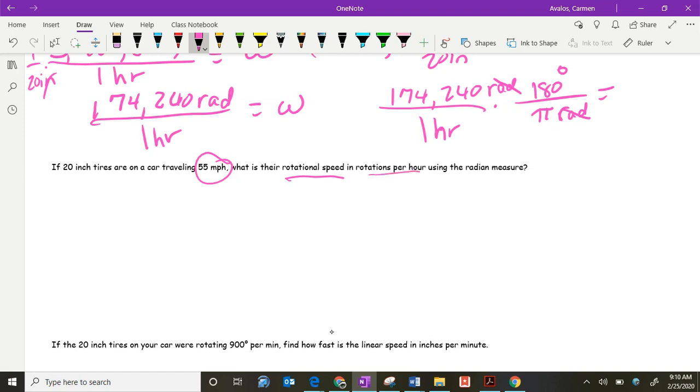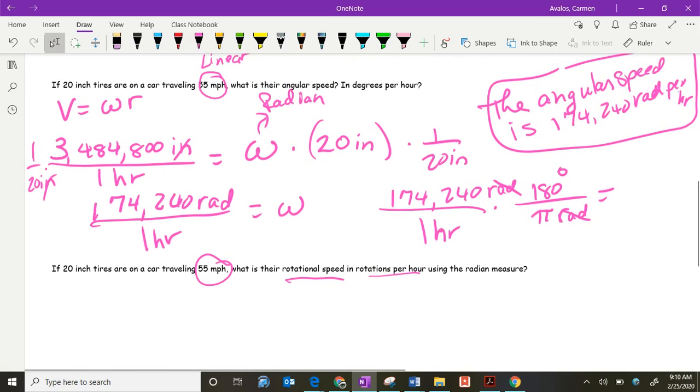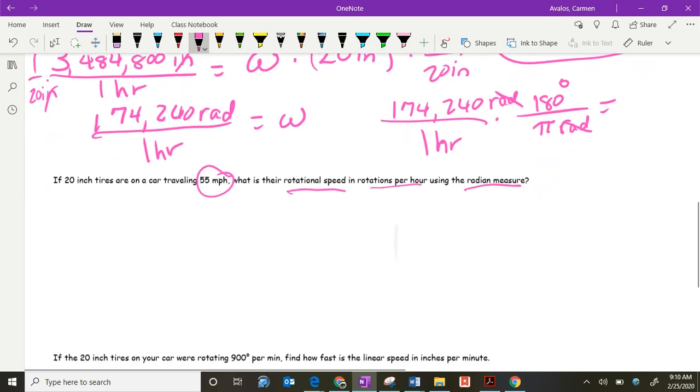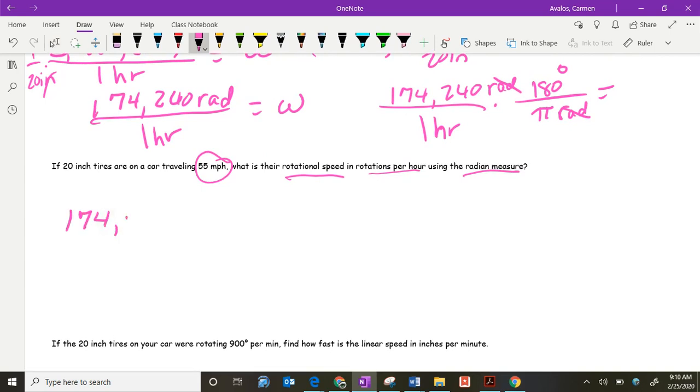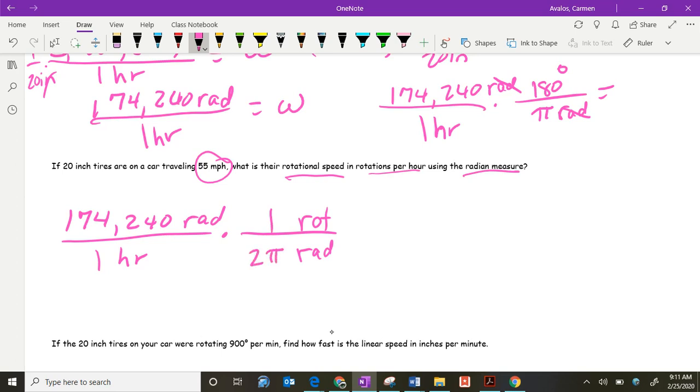Rotational speed is similar to the angle, and the rotational speed is how many times the wheel actually rotates. So if we're using the radian measure, I'm taking this, the 174,240 radians in 1 hour, and we're going to do the dimensional analysis. Well, the radians are up there, so we're going to put them in the denominator. And then on the top, it's going to be rotations. Well, how many radians are in one rotation? It's going to be 2 pi. So the relationship between rotations and radians is that one rotation is 2 pi.